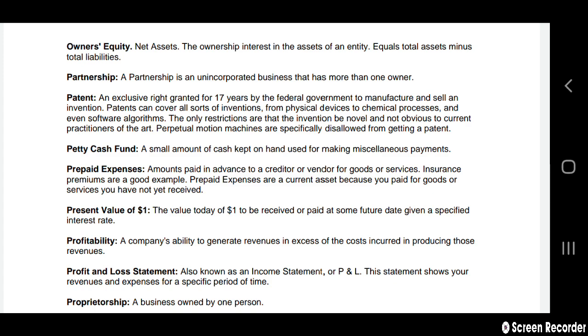Next, partnership. A partnership is an unincorporated business that has more than one owner.